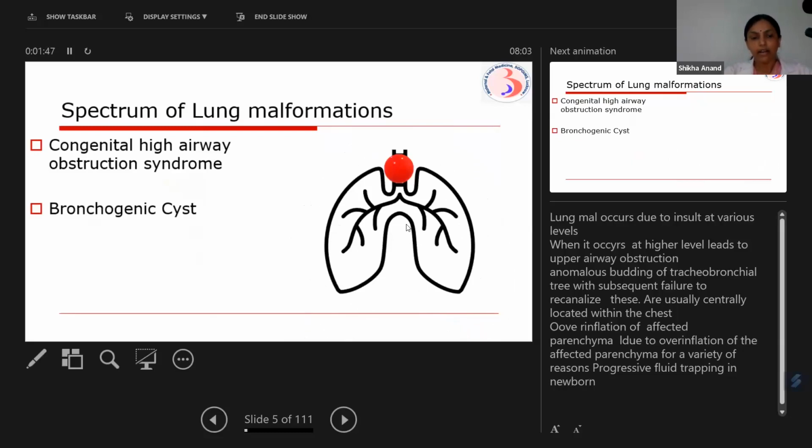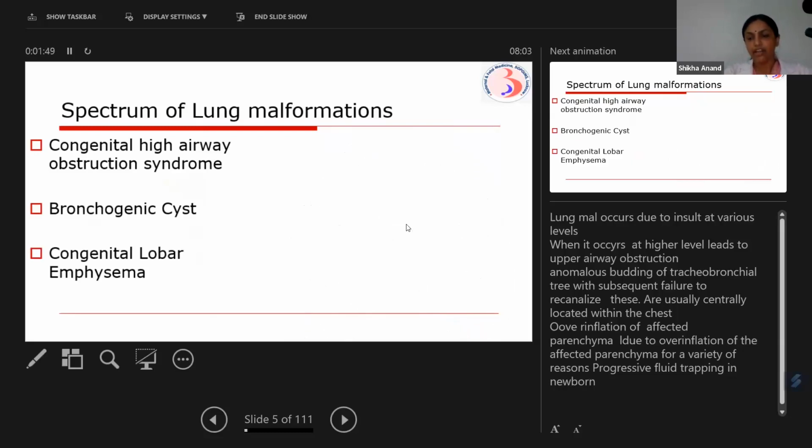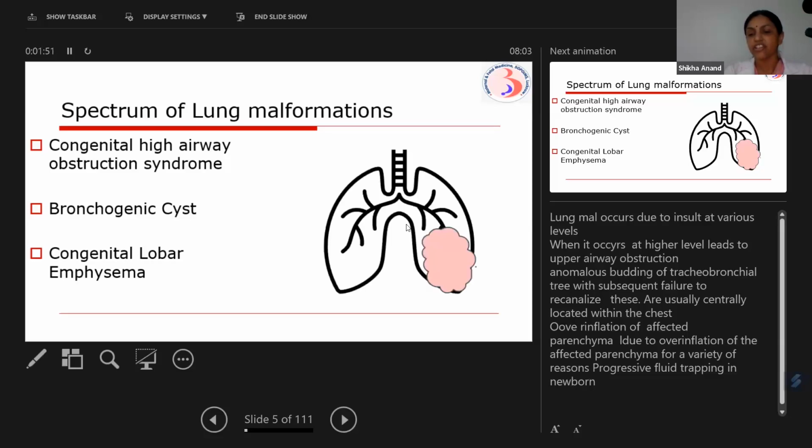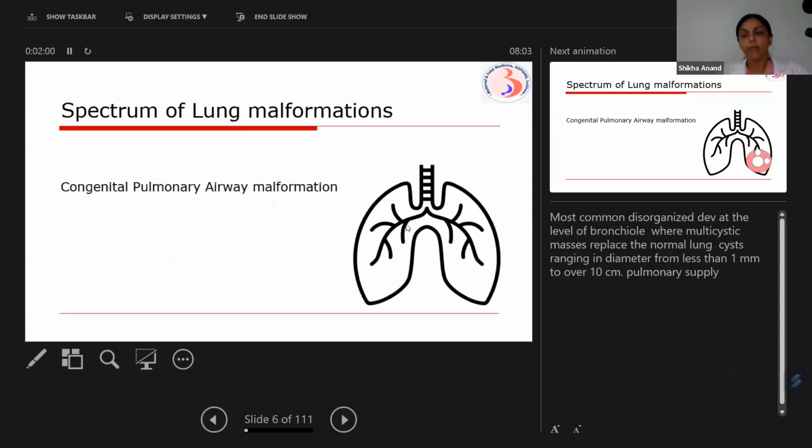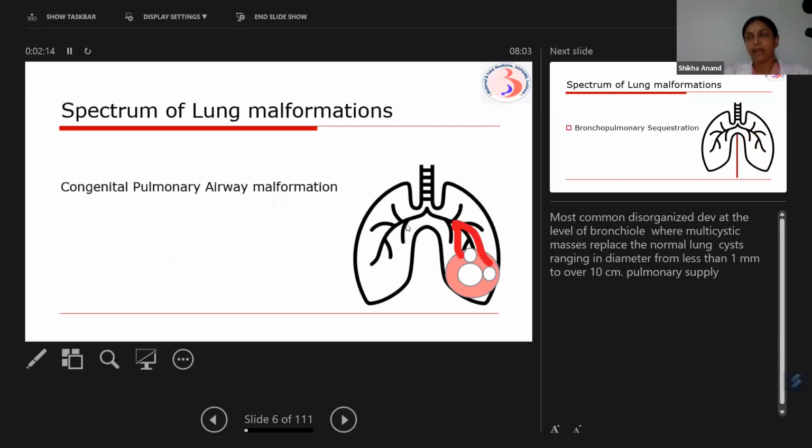Then there can be congenital lobar emphysema, in which there is overinflation of the affected parenchyma, primarily due to obstruction at the level of the bronchioles. So the most common anomaly is the congenital pulmonary airway malformation, where there is disorganized development at the level of the bronchioles, leading to multicystic masses, which replace the normal lung. And it derives its blood supply from the pulmonary circulation.